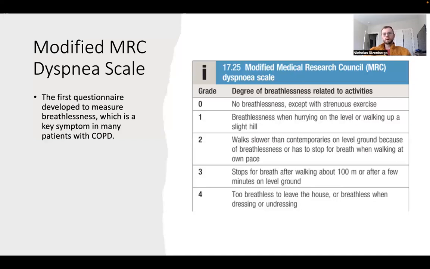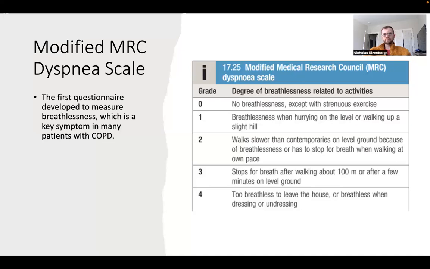And then two on that scale would be I'll walk slower than contemporaries on level ground because of breathlessness, or I have to stop for breath when walking at my own pace. So this is basically, I'm out of breath just doing kind of normal activities for the most part. I'm just walking. I move slower than most people because I'm already out of breath.